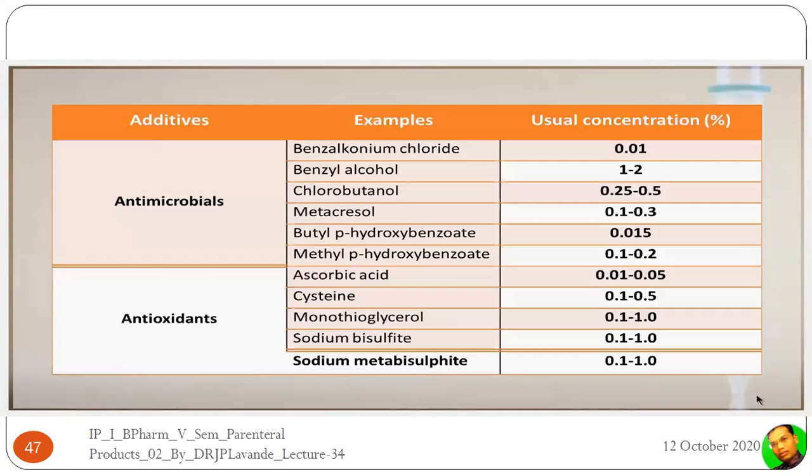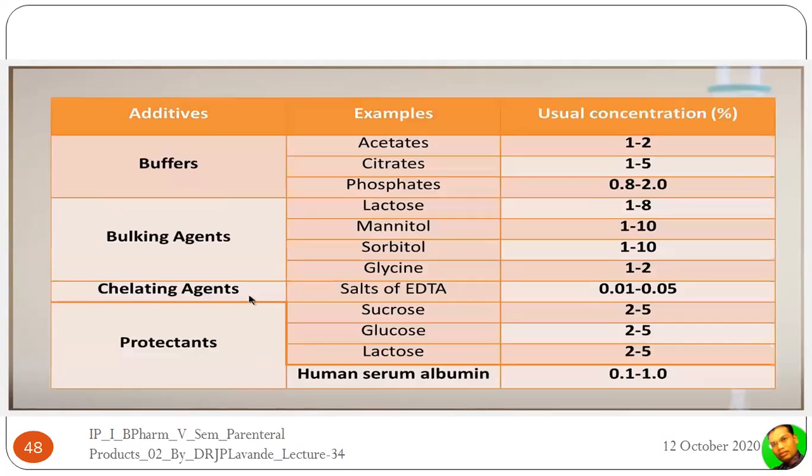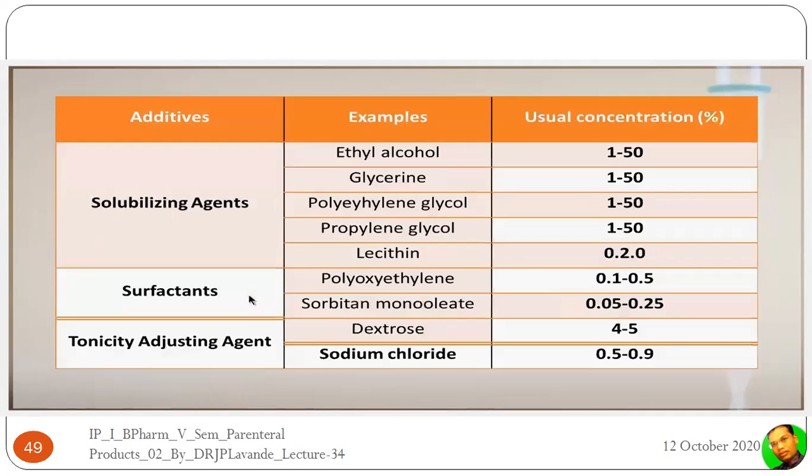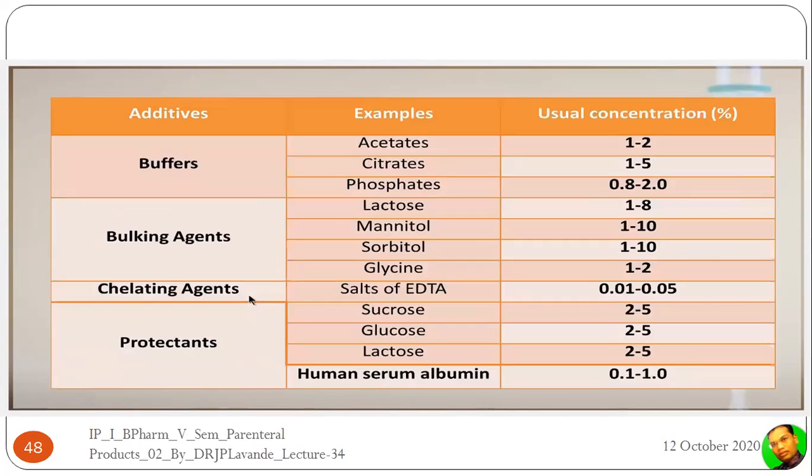Now, in order to produce the parenteral, we require antimicrobials and antioxidants. Antimicrobials prevent microbial contamination, and antioxidants prevent oxidation. So antimicrobials and antioxidants can be used as stabilizers. Then there are buffer, bulking agent, chelating agent, and protectant, which maintain the properties, and there are solubilizing agents, surfactants, and tonicity adjusting agents.